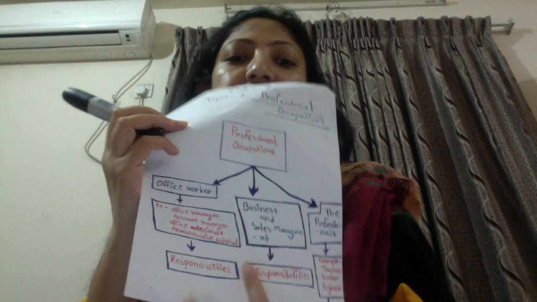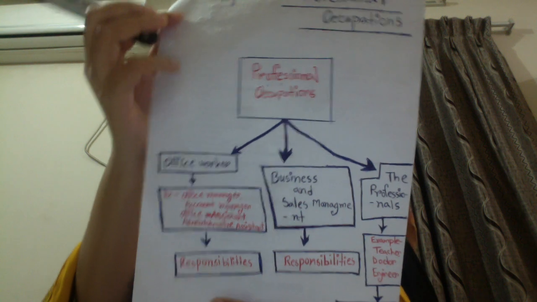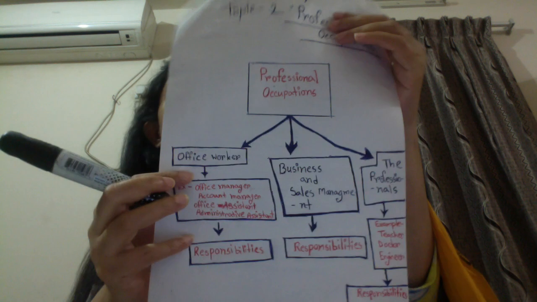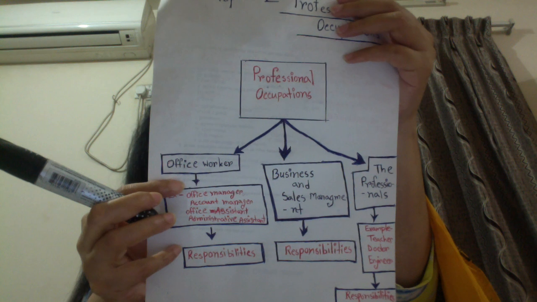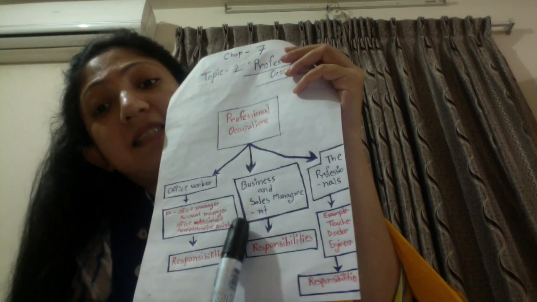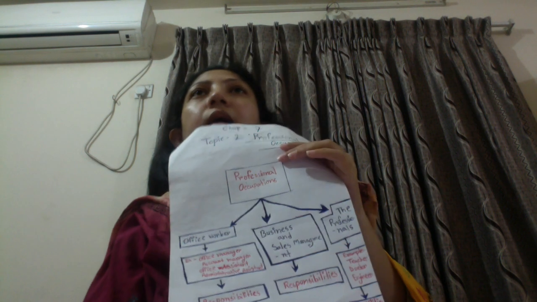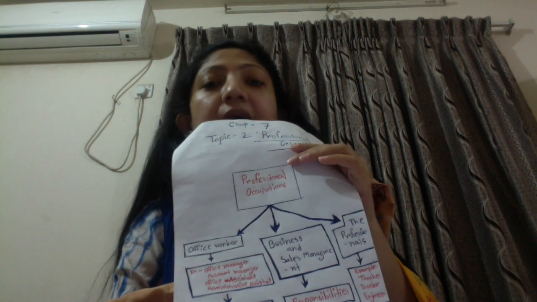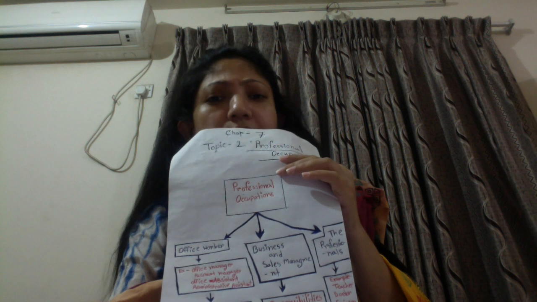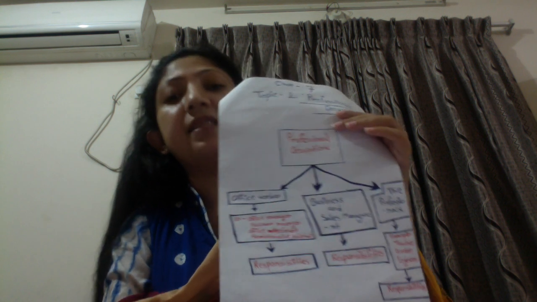Now we'll talk about the second one. Look, the second one is business and sales management. What is business and sales management? Business is often concerned with buying and selling goods. This is called business and sales management. For example, there will be lots of business workers. If we look outside we can see food business, we can see garments business, we can see lots of factories. This is an example of business and sales management.